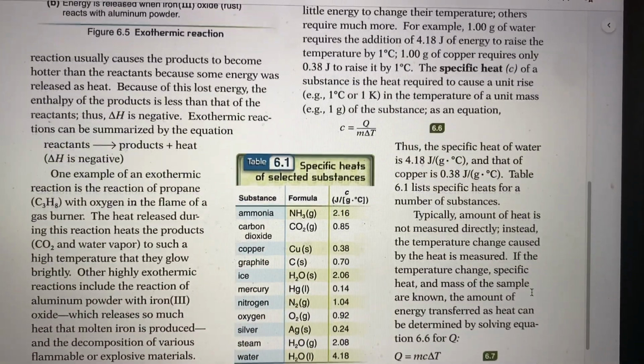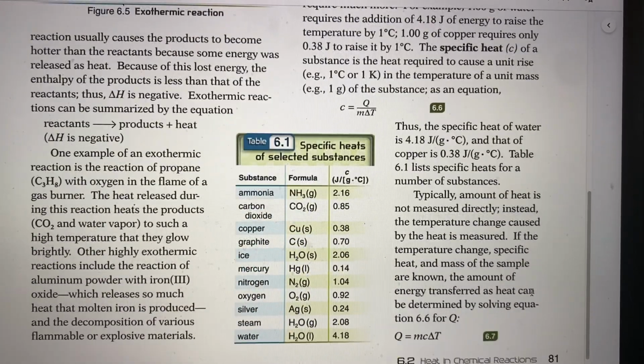Let's finish talking about exo right here. So here's the equation for exothermic. Remember, exo means exit and thermic means heat, exit of heat. Now you have the reactants, and they are going to produce the products and release heat. So heat, in this whole section, is going to be negative, because negative means you're getting rid of heat. That's exothermic.